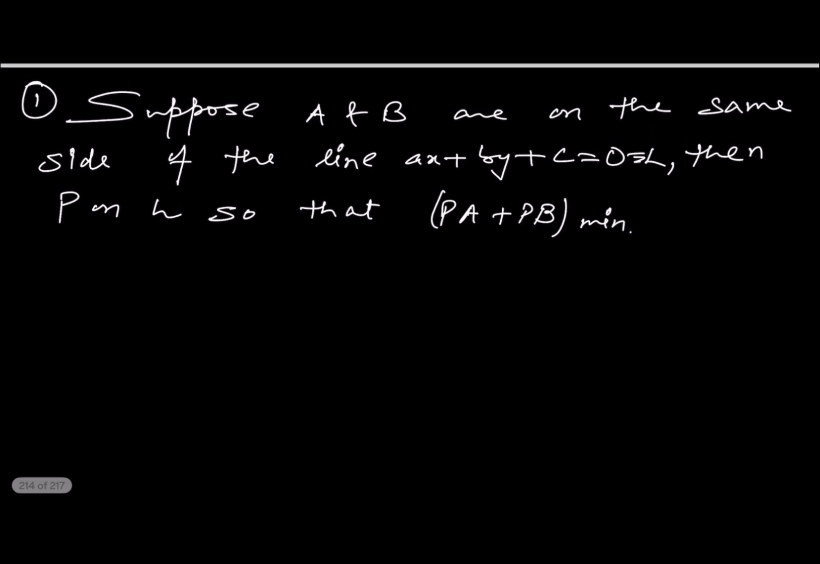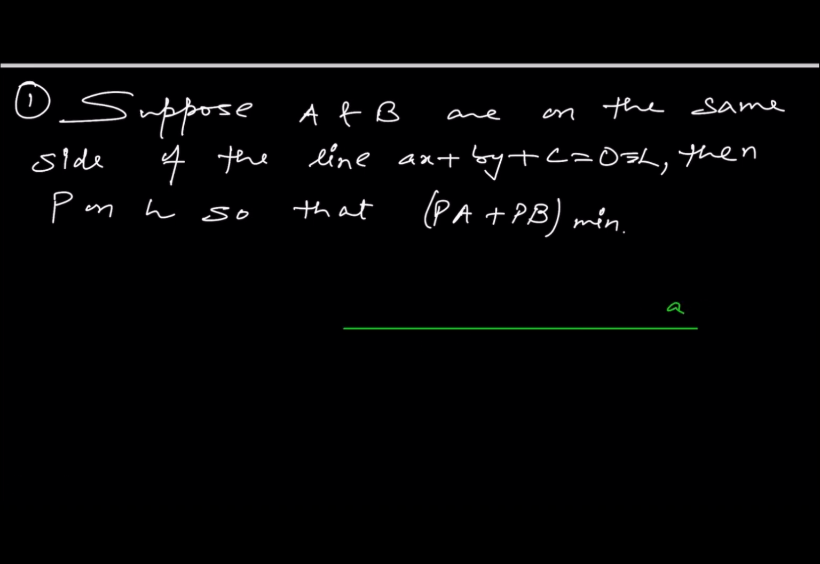Now let us understand through geometry or through a diagram. Say this line is given: ax plus by plus c is equal to 0. Now say this is A, right? And this is B. Both points are on the same side. Okay. So what are the steps to find P? Step 1 is take reflection.